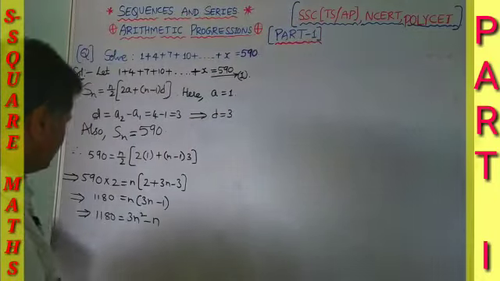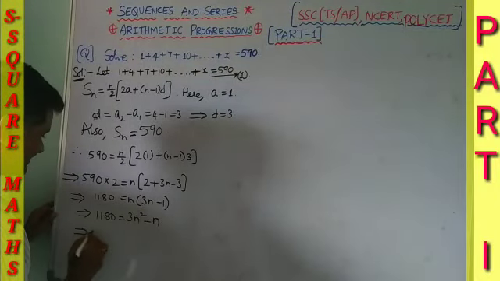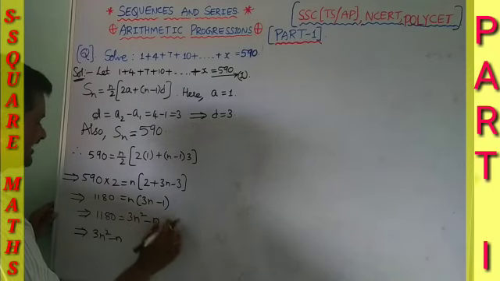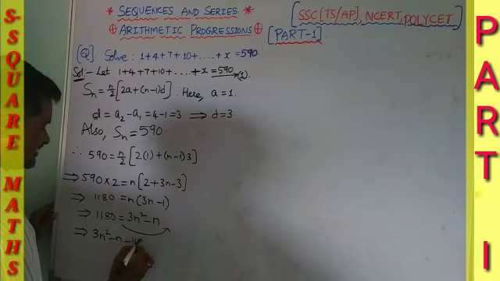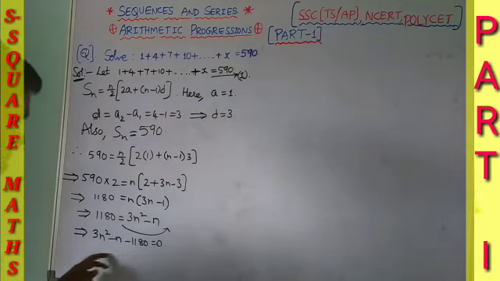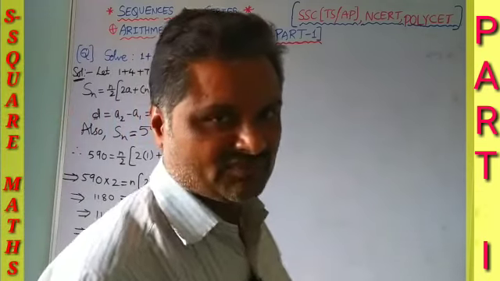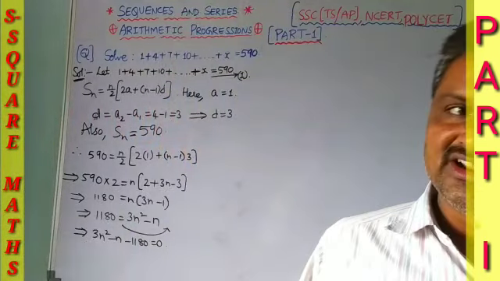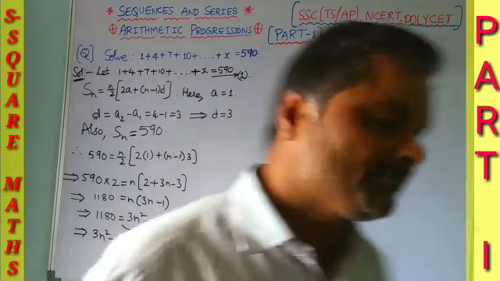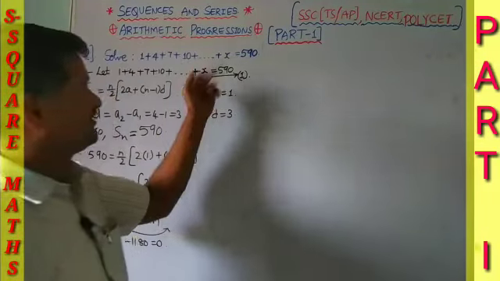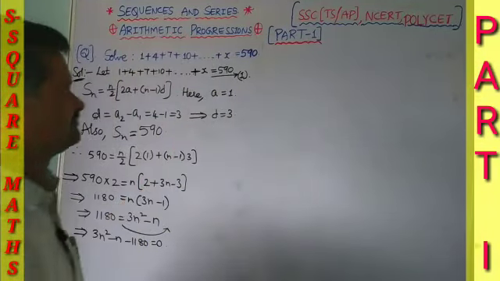Now this I can write as 3n square minus n, and 1180 transferred to this side becomes minus 1180 is equal to 0. Now this is a quadratic equation in the variable n. So solving, you are going to get the n value. But our final intention is to get the value of x. Let us see what happens now.